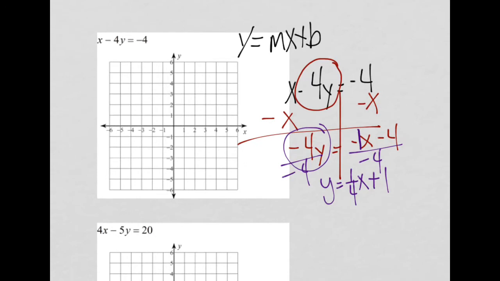Now to graph it, my starting point is right here at my y-intercept. It says I'm going to start at a 1. And then my 1/4 is my slope, so that's how I move. It says I'm going to go up 1 to the right 4, so that's where my next point goes. I can also go down 1 to the left 4. And then I connect.